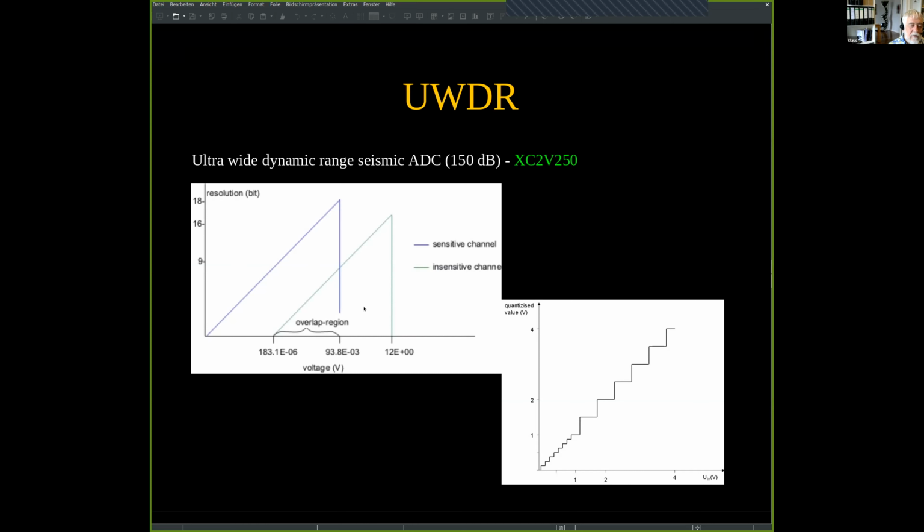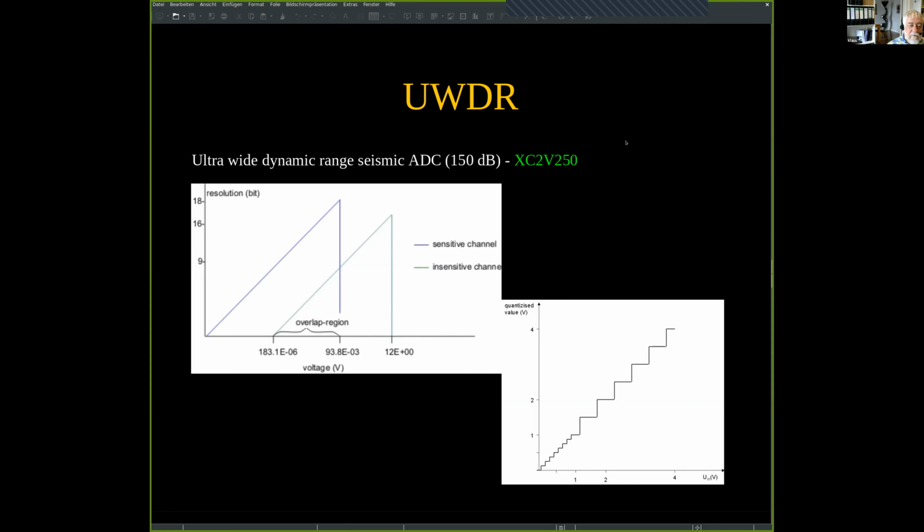is connected to the same signal source, that is a 16-bit converter with much less preamplification than the sensitive channel. And this way, we are able to cover a range of 150 dBs. And in this picture, you see what happens. For soft signals, you get a very fine resolution. For very high input signals, you get a coarse signal resolution. And that is fine for the geophysicists who want to analyze the signals.